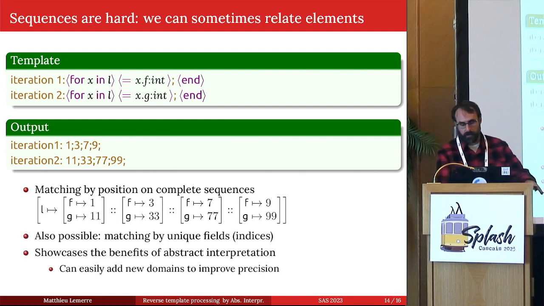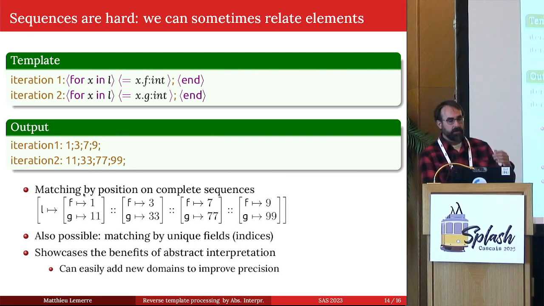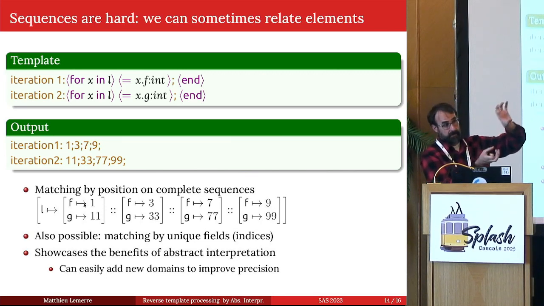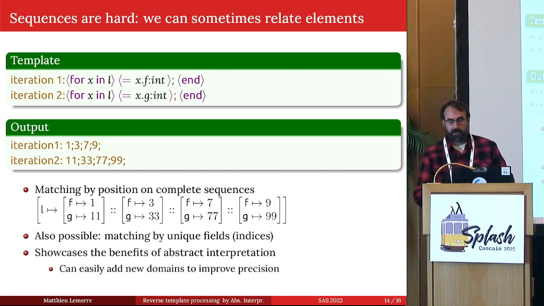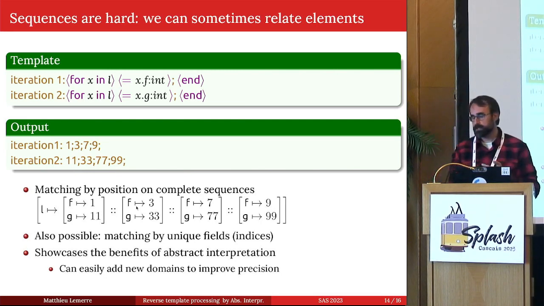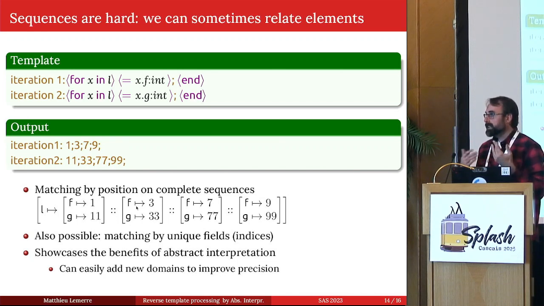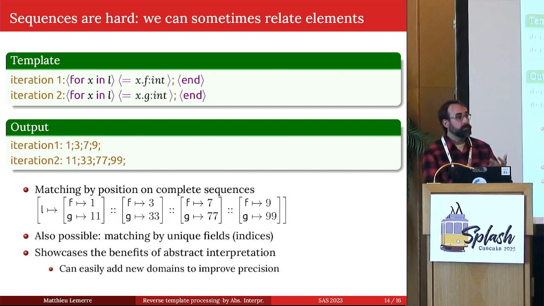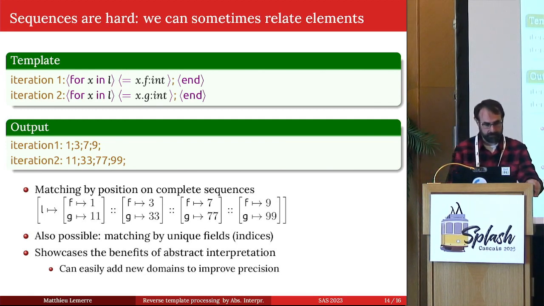There are other possibilities. For instance, if we know that some fields like F are output twice in both sequences and they have a unique value, then we can use them to match the contents of the other fields. So there are other things that could be implemented. And again, this showcases one of the benefits of abstract interpretation: it's really easy to add new domains to improve precision and to do that in a principled and compositional way.